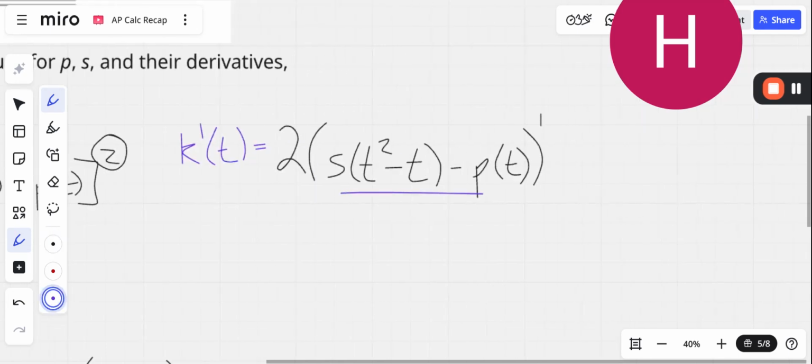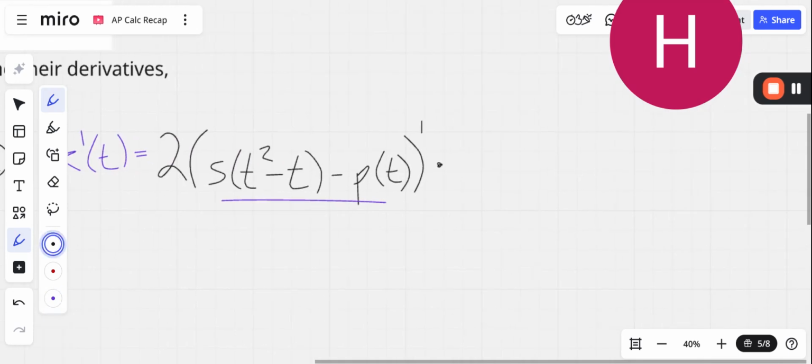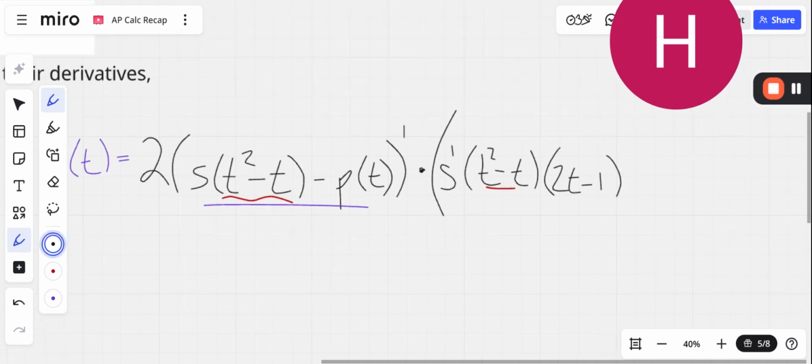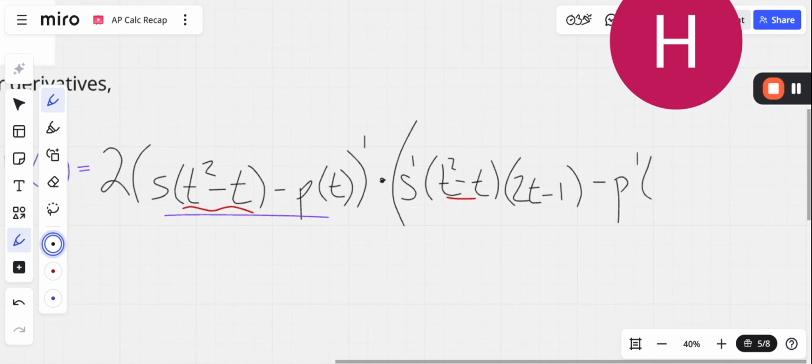Since this is the inside function, now I have to multiply by its derivative as per the chain rule. But you got to notice something, is that the S function here has another function inside of it. So we have a chain inside of a chain inside of a chain. We're going to have to worry about the S prime first. There we go. And leave the t squared minus t the same. Then we're going to multiply by the derivative of the inside, which is the derivative of t squared minus t. There we go. And then we're going to subtract p prime of t. And there you have it. Not too bad. Really not too bad at all.